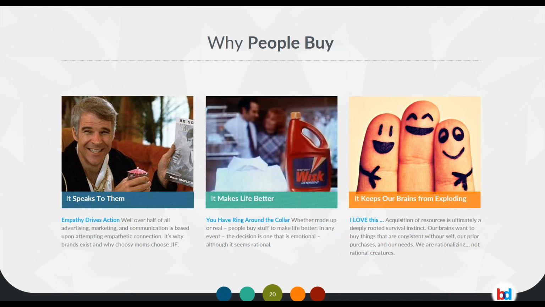So those are really the three behaviors. Most of us who are creating landing pages are going to either be trying to speak to the audience on an empathetic level, which is what I recommend, or we're going to be making the case that whatever it is we're doing is going to make their life better.